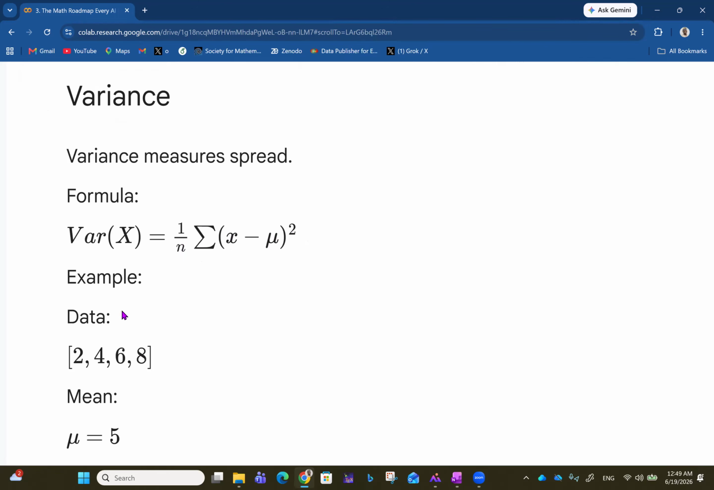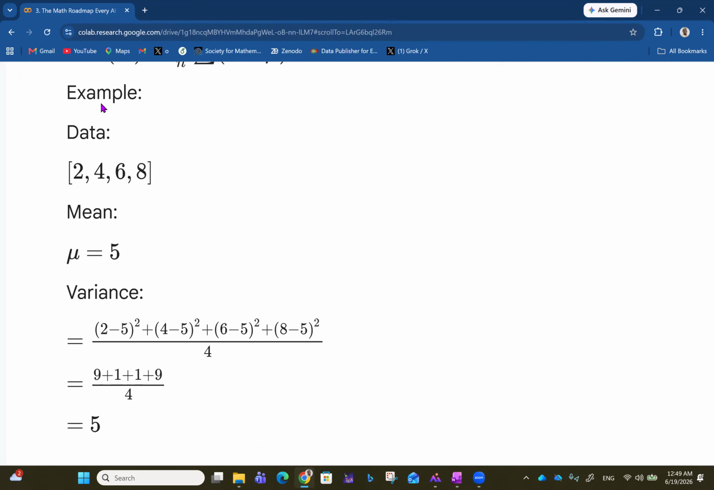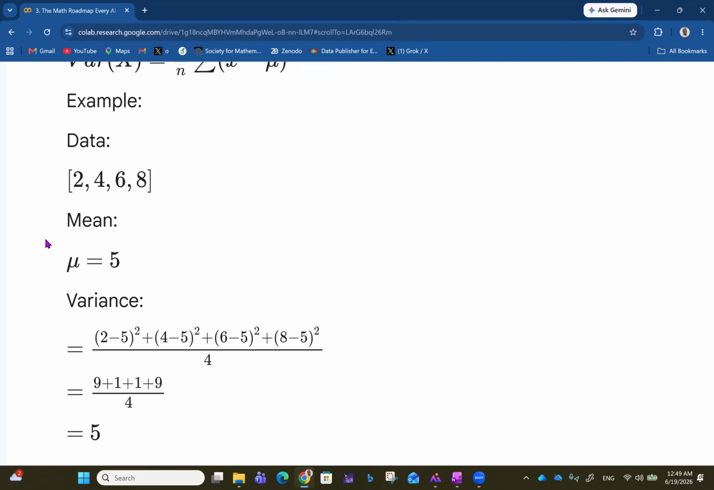For instance, for the same data we had before, 2, 4, 6, 8, the mean we found to be 5. That x bar is now what we call mu here. So the variance will be 2 minus 5 squared, 4 minus 5 squared, 6 minus 5 squared, 8 minus 5 squared. 2 minus 5 is minus 3, squared, that's 9. 4 minus 5 is minus 1, square it, you get 1.